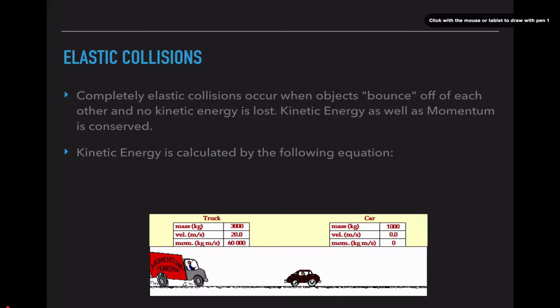Elastic collisions occur when objects bounce off of each other and no kinetic energy is lost. Kinetic energy as well as momentum are conserved. Kinetic energy is calculated using the following equation: KE, kinetic energy, is 1/2 mass times velocity squared.